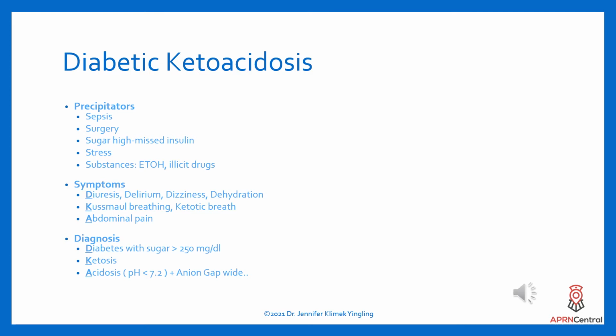How do we diagnose these patients? They will have sugar greater than 250. They will be in ketosis. You're going to get an acetone level. And they'll also appear to be acidotic, so you're going to need to probably get an ABG. And you're going to see that the pH is less than 7.2, which indicates that the anion gap is wide.